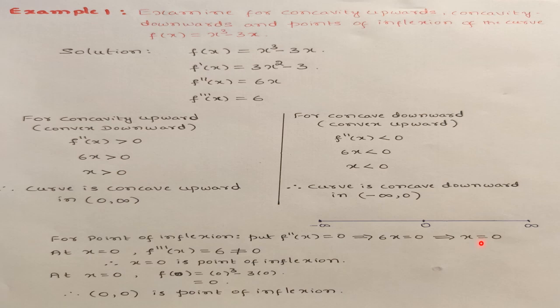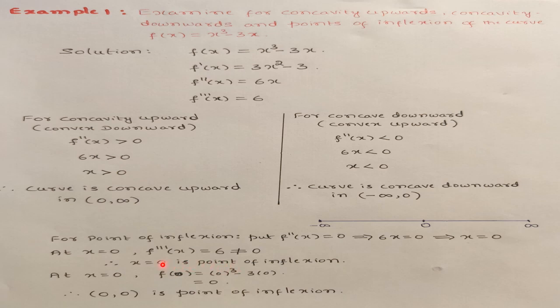Okay, at x is equal to 0, we have to check whether it is an inflection point or not. At x is equal to 0, f triple dash of x, that means the third derivative, put x is equal to 0. Here it is constant, therefore f triple dash of 0 is also 6. 6 is not equal to 0. That's enough, isn't it? Therefore, at x is equal to 0, f triple dash of x is not equal to 0. Therefore, x is equal to 0 is the point of inflection.